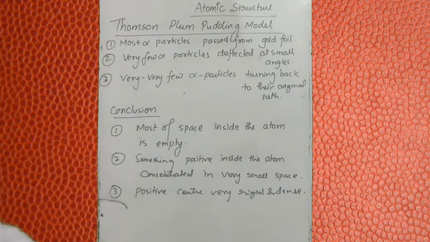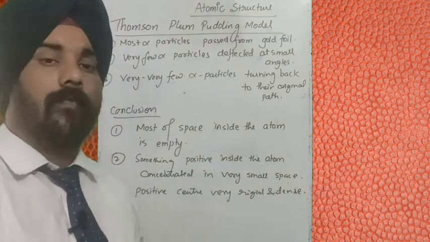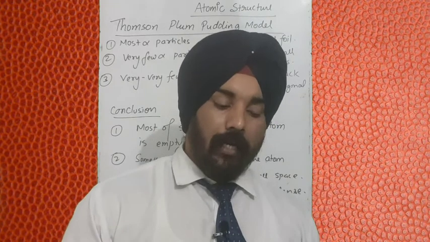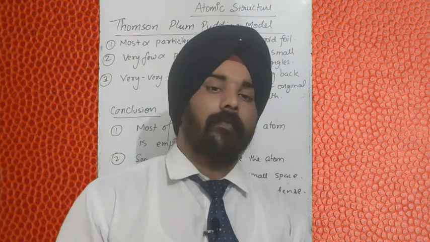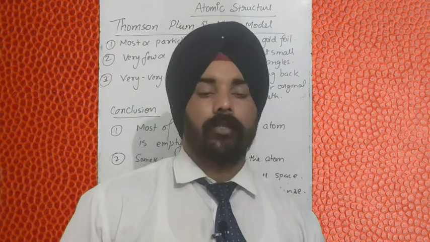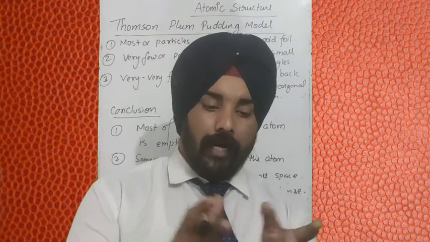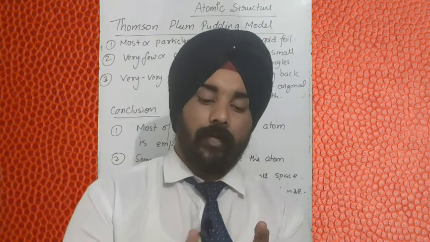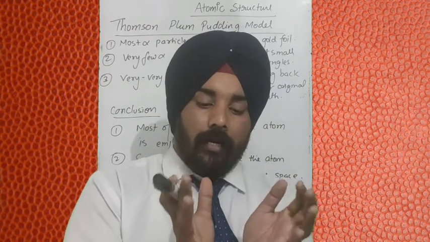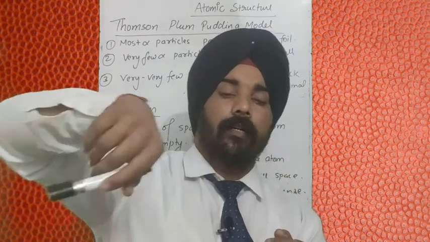Okay, so these were three observations from the alpha scattering experiment and three conclusions he drew from them. On the basis of this experiment, he gave us an atomic model. That atomic model is called the planetary model of Rutherford. It is also called the nuclear model. Why are we calling it the planetary model? Because as in the solar system, the sun is present in the middle and planets are moving around the sun. Similarly, there is a nucleus inside the atom and electrons are moving around that nucleus.